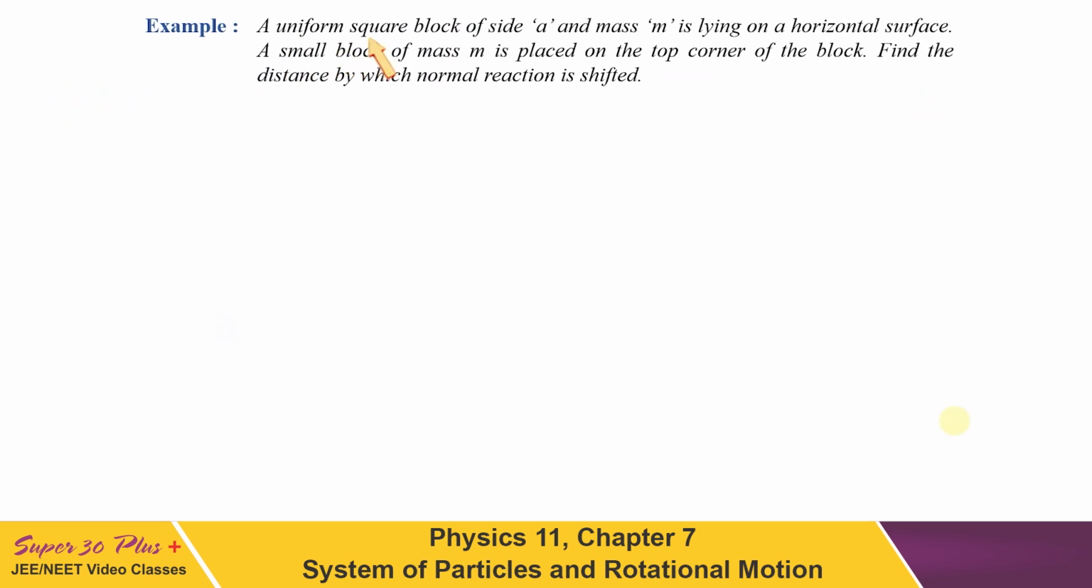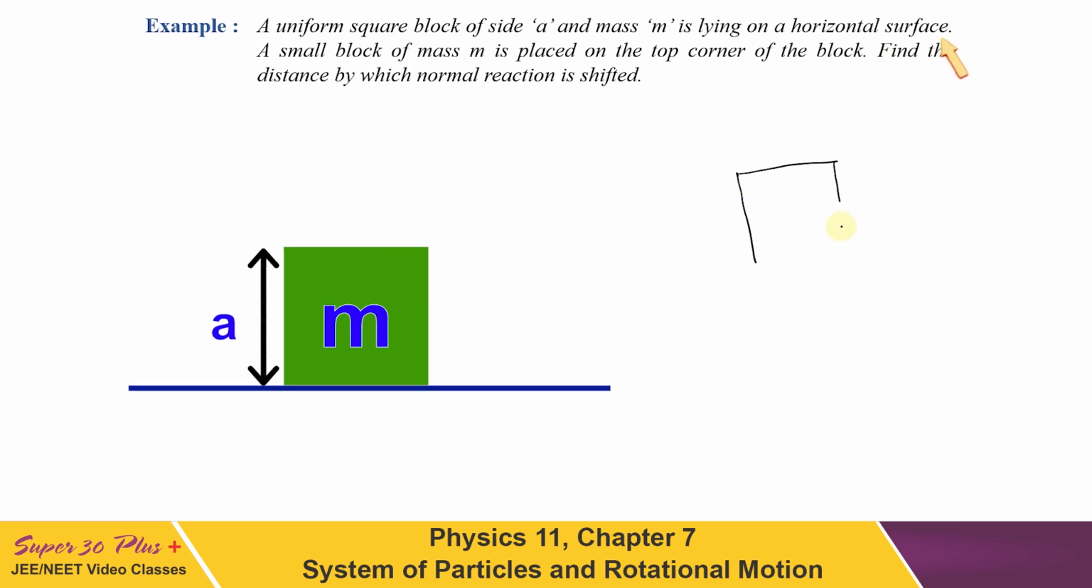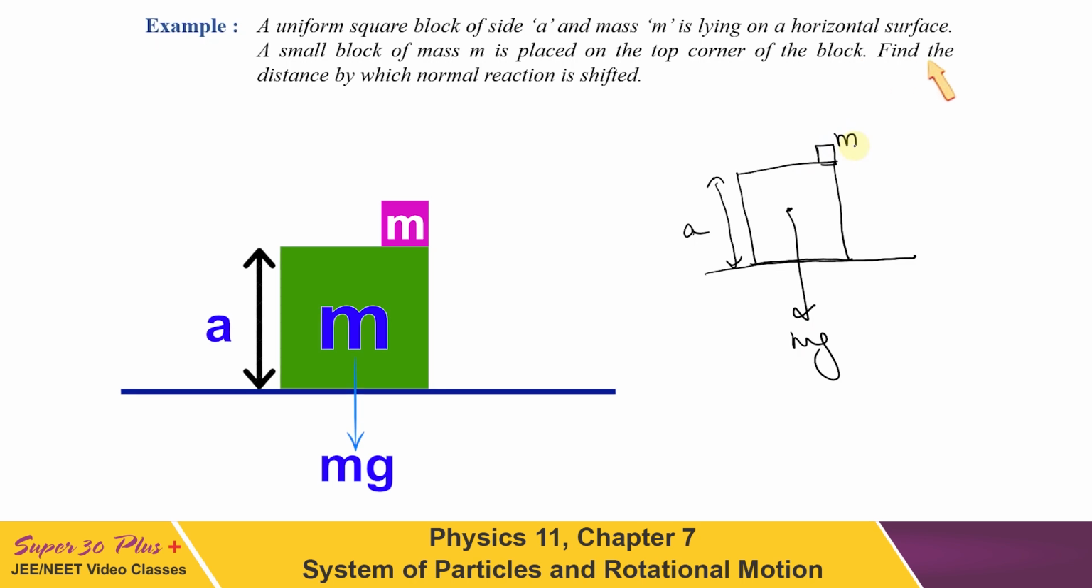A uniform square block of side a and mass m is lying on a horizontal surface. Let us draw this. Side length is given as a and its mass is m. Of course, we have to draw weight, that will be equal to mg. Now another block of mass m is placed on the top corner of the block. I am putting another block here which also has the same mass m. Find the distance by which the normal reaction is shifted.